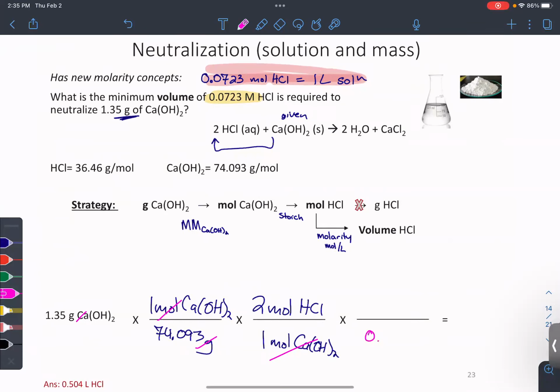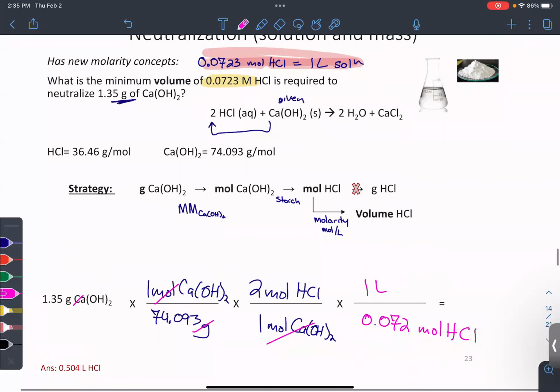So 0.072 moles of HCl and 1 liter of solution. And then you can convert to milliliters if you want. Let's just get the answer. Oh, the answer is right there. Okay, right there. 0.504 liters. So 504 milliliters is what is required to neutralize all of that calcium hydroxide.